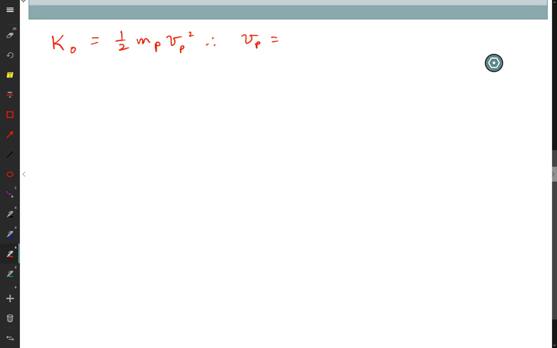So I'm just going to work here. I'm actually going to go back to kinetic energy initial, using their terminology, 1/2 m pellet V pellet squared. Therefore, V pellet is equal to the square root of 2 K0 divided by MP. So that was our first thing.